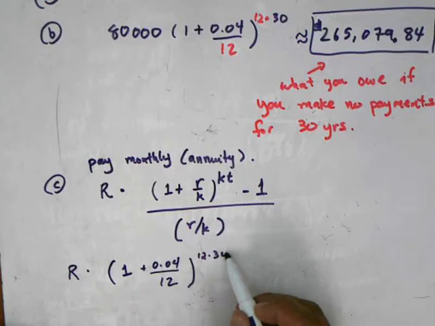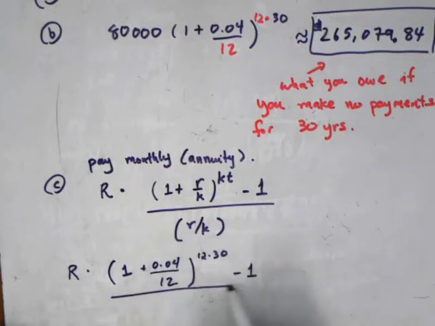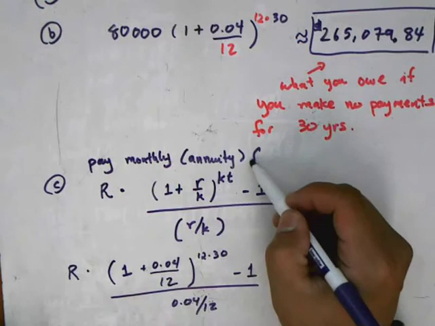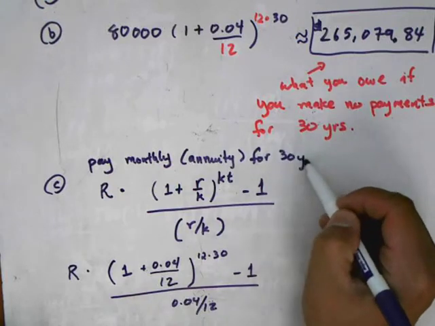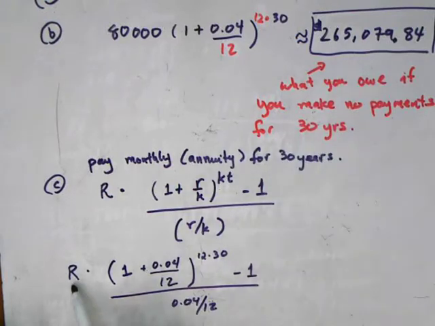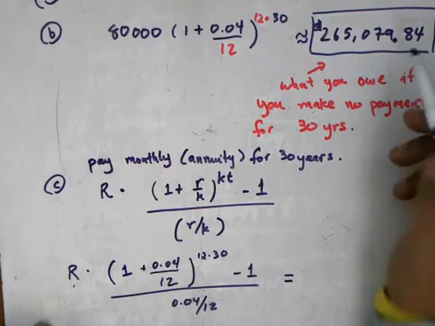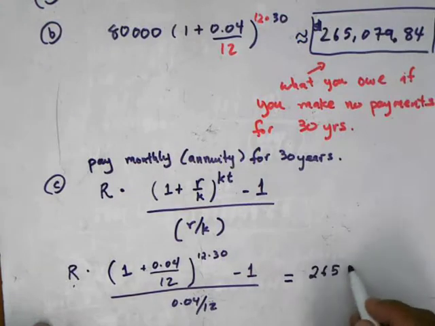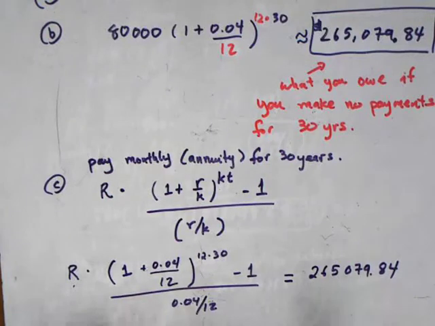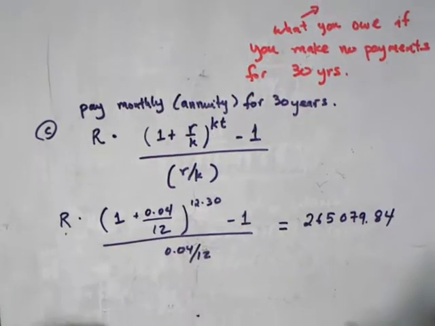12 times 30 minus 1. This is 0.04 over 12. Okay? And this is the annuity that you're going to have to pay them for 30 years. So this is an annuity for 30 years. So you're paying some amount every single month for a period of 30 years. And this amount has to equal what you would owe the bank. So 265,079.84. And when we solve this equation, we'll figure out how much you have to pay every single month.